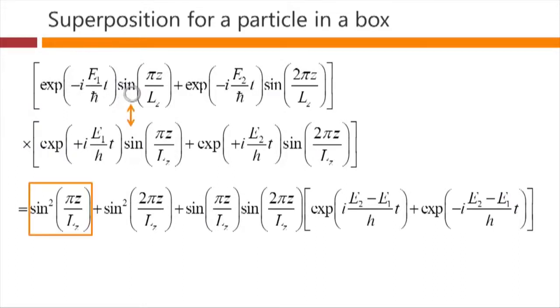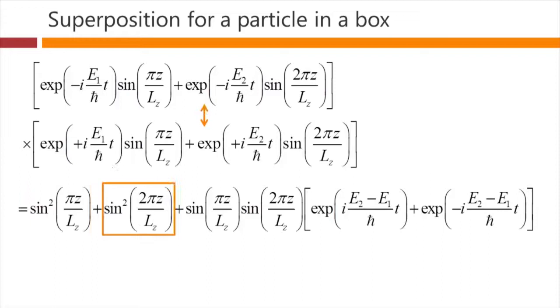First of all, multiplying this term by this term just gives us sine squared of pi z over Lz. That's because multiplying e to the minus something times e to the plus the same thing with these i's in here just gives us 1. These two terms just multiply to 1. Similarly, multiplying this term and this term, we get a sine squared 2 pi z over Lz here, and these two complex exponentials just multiply up to 1. So we get sine squared 2 pi z over Lz.